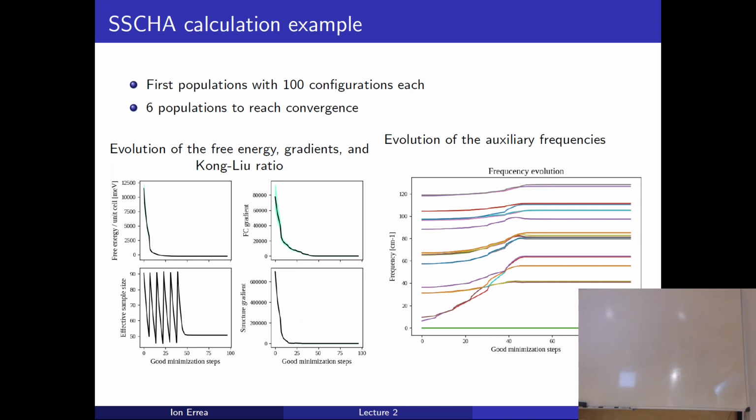So this is a good sign. When the gradients are very small, basically the auxiliary frequencies do not change anymore. And therefore, you are somehow converged, right? This is basically the convergence criteria somehow.